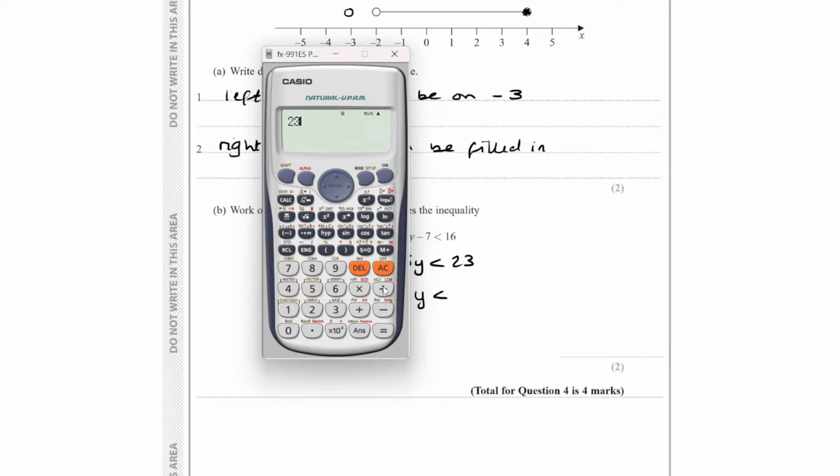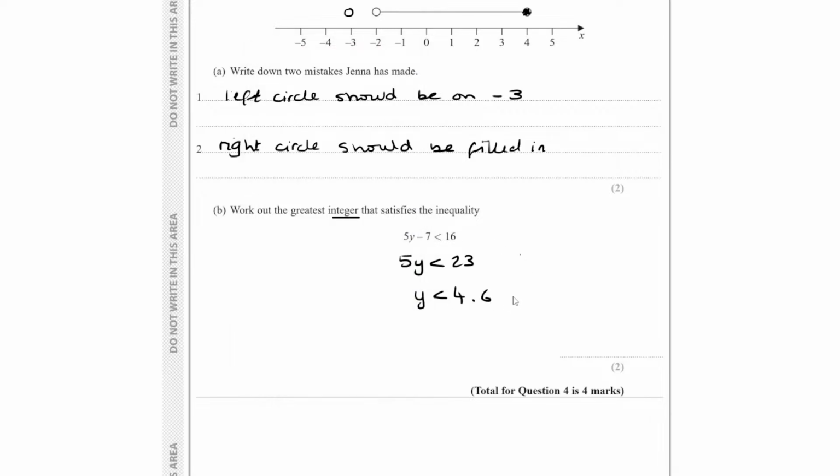23 divided by 5 is 4.6, which, as you can see, is not an integer. So we're saying y is something less than 4.6. They're saying what's the greatest integer it could be? So what's the closest whole number? And I don't mean 5, because obviously 5 is too big, isn't it? We're saying that y is less than 4.6. So the nearest whole number... yeah, we can go back to the last one. Hold on. So the nearest whole number would be 4, wouldn't it? It can't be 5, because that's too big. So therefore the closest integer, the closest whole number, is 4.